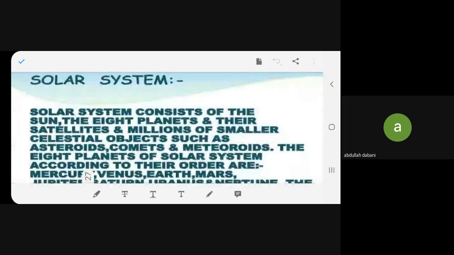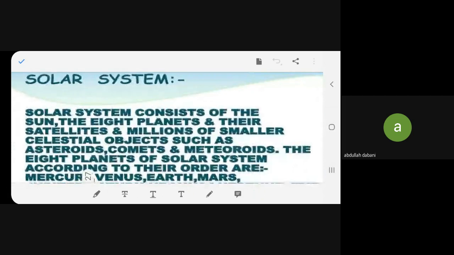Now we come to know more about the solar system. So we have finished with the constellations. Any problem? Girls, any problem with the constellations? No, ma'am. Now we come to the solar system.